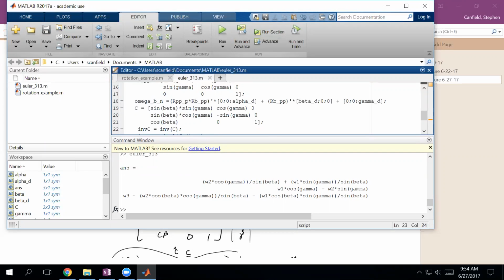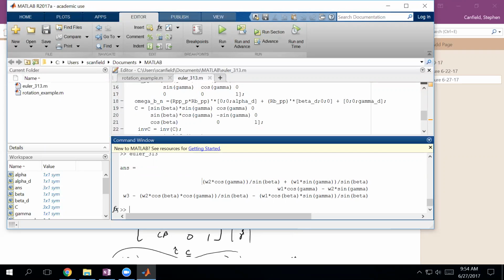And this is my result. Right here's my answer. So alpha dot equals omega 2 times cos gamma divided by sine beta, plus omega 1 sine gamma divided by sine beta. Beta dot equals omega 1 cos gamma minus omega 2 sine gamma. And then finally, gamma dot equals omega 3 minus all this stuff. All right, nice example.